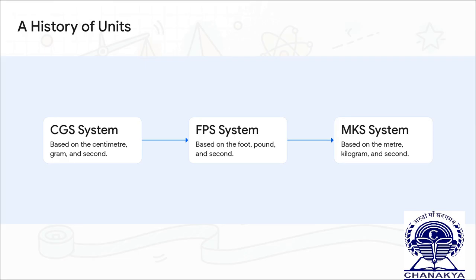You had the CGS system, which was based on the centimeter, gram, and second, super popular in a lot of scientific fields. Then came the MKS system, which scaled things up to the meter and the kilogram. Each one was a step forward, a refinement that led us to the global standard we all rely on today.